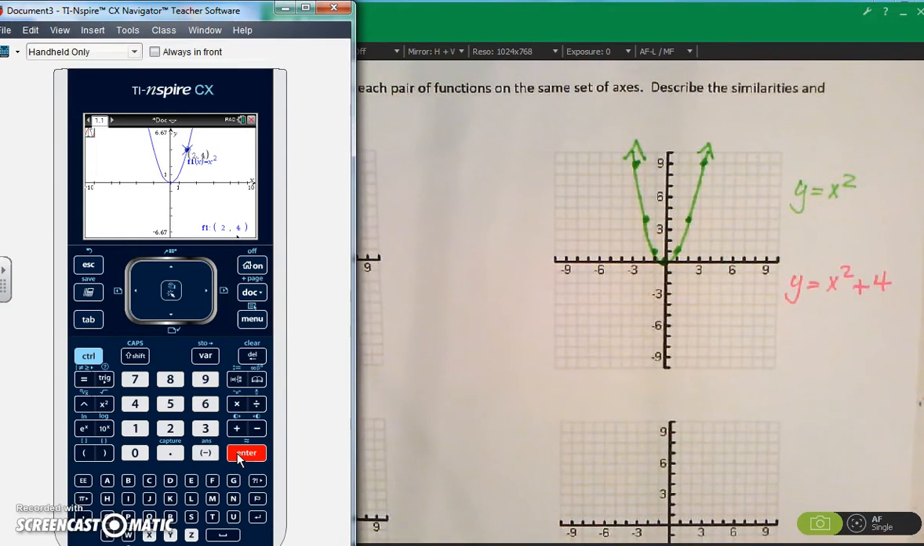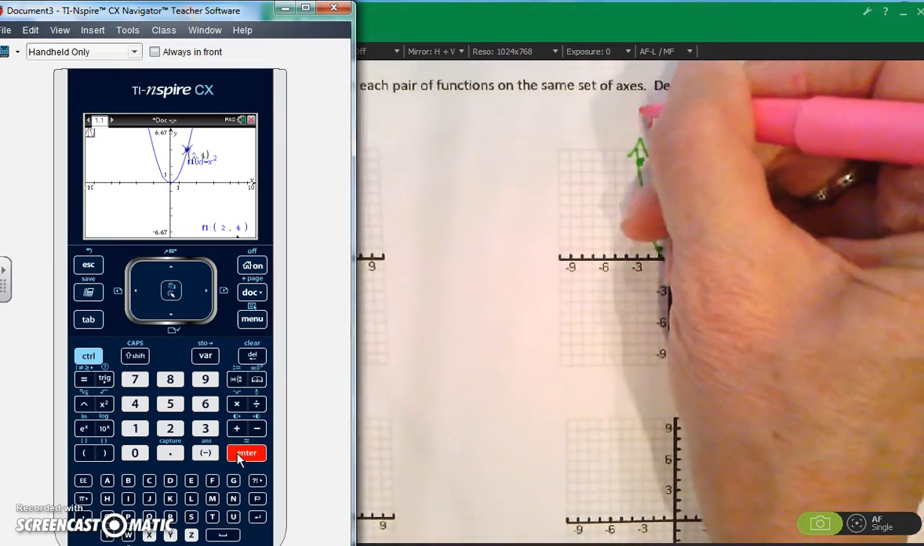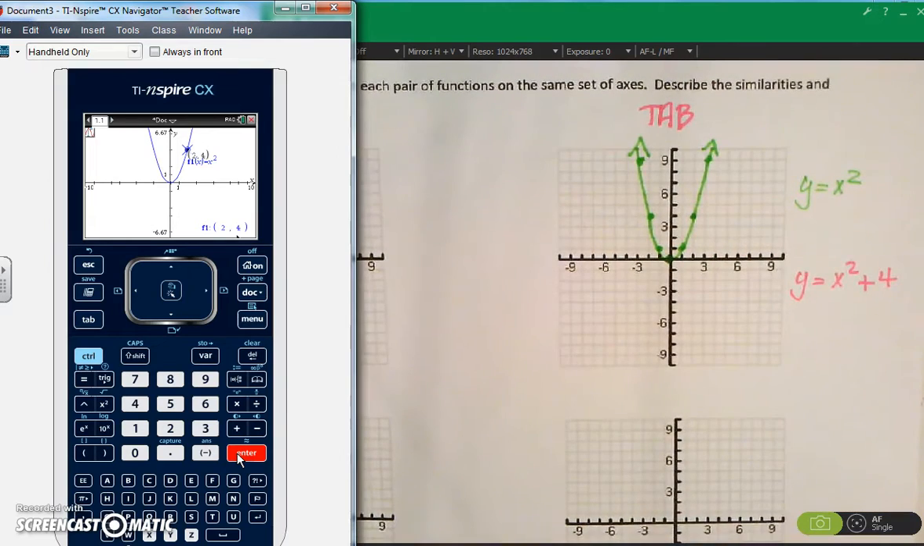Now we want to graph the second one, y equals x squared plus 4, on the same set of graphs. So where do you put it? What you need to do, and I'm going to write it right up here, is use the tab button. So I'm going to come over here to the left and push the tab button, and it gives me a bar where I can put in another function. In here, I'm going to put in x squared plus 4 and enter it. And you see I get a second function up there in red.